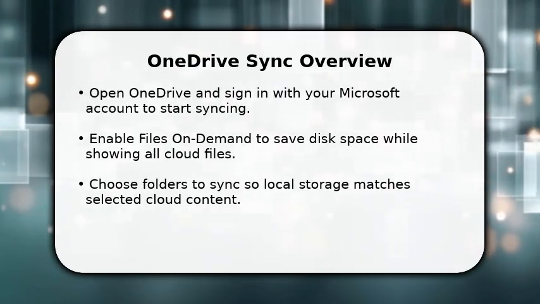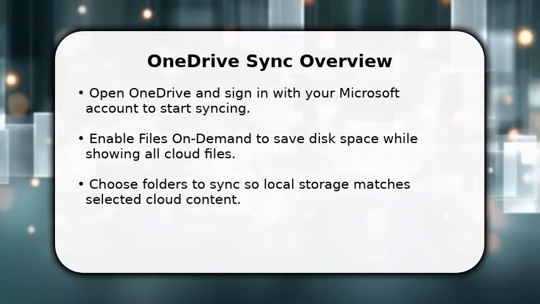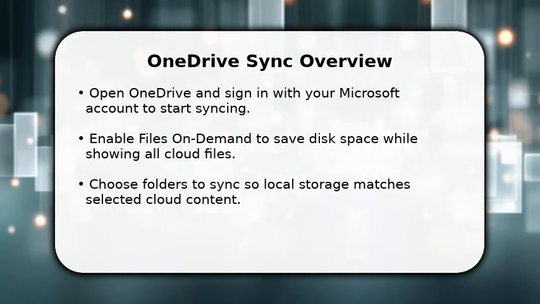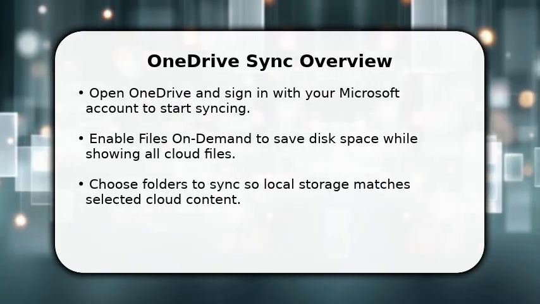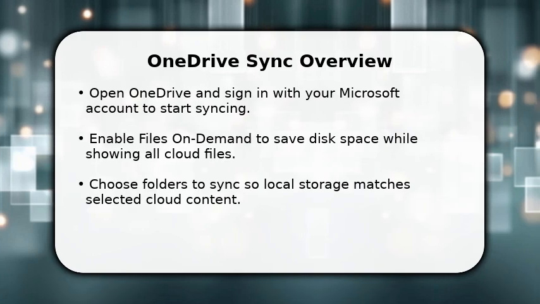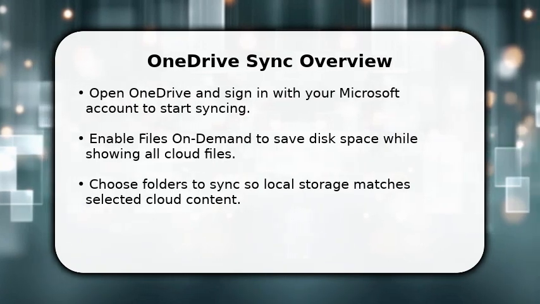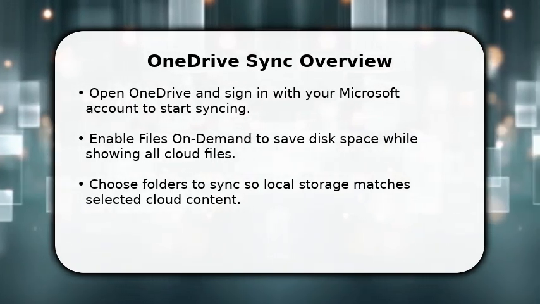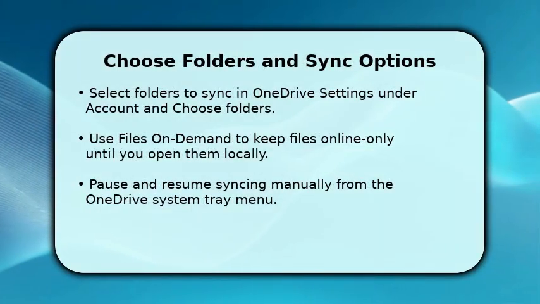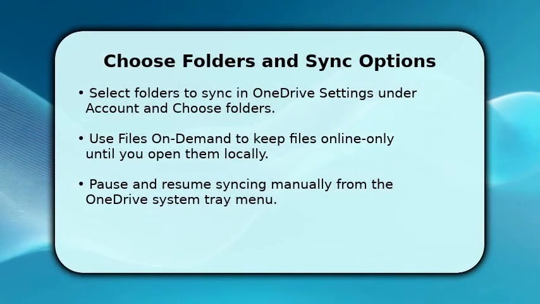Choose specific folders to sync so local storage matches selected cloud content. I will show how to pick folders, manage downloads, and confirm sync status step by step. Open OneDrive Settings and go to the Account tab to choose folders to sync. Click Choose Folders and check boxes for folders you want stored locally.